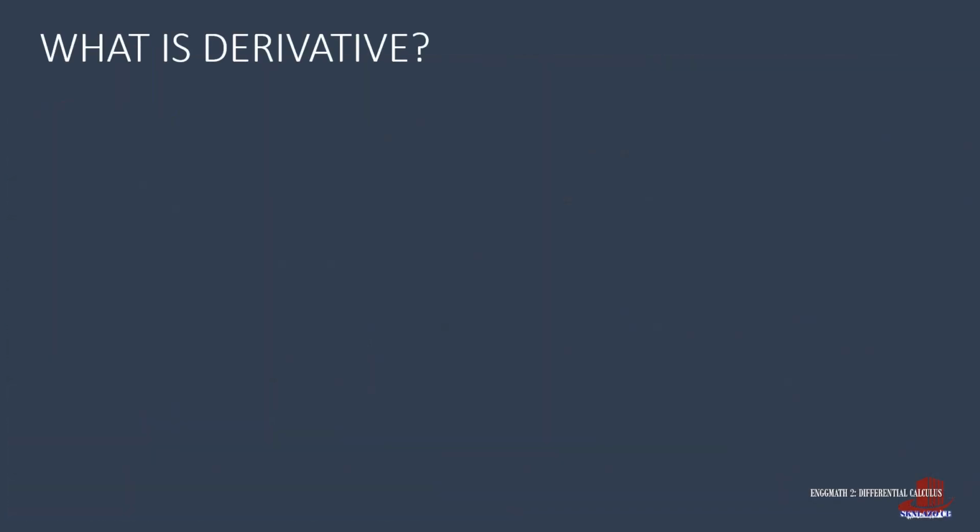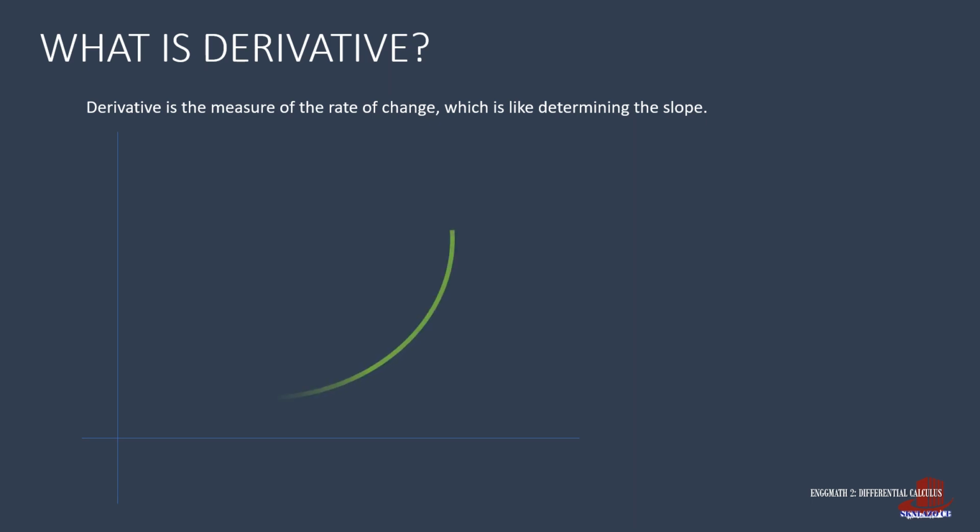Just what are derivatives? Derivatives are what differential calculus is all about, which shows that this subject talks about changes. It determines the rate of change. In a curve, one can determine the rate of change of a tangent line from one point to another, and that is the derivative.